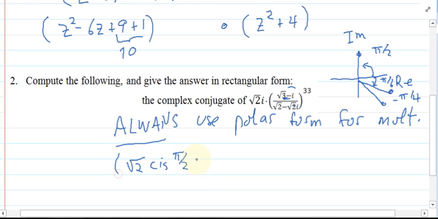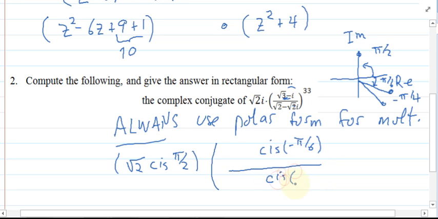That's the first part. And then what's inside is square root of 3 minus i. So I don't know what the radius is, but I do know what the cis is. I know that that's cis of minus pi over 6 on the top. On the bottom, I know that that's cis of minus pi over 4.